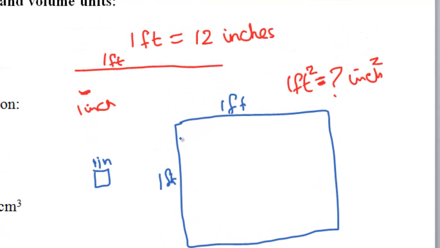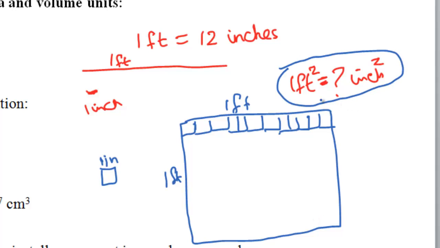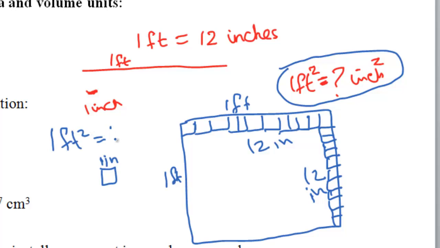Now actually, if you try to place 12 of those square inches, they'll make up 1 column here. Okay, so actually you need 12 by 12 to fill the square foot. So 1 square foot will be equal to 12 times 12. So 1 square foot will be equal to 144 square inches.